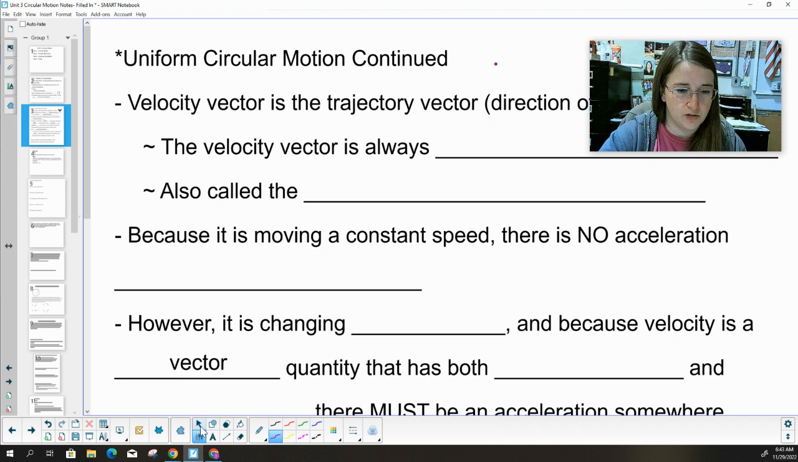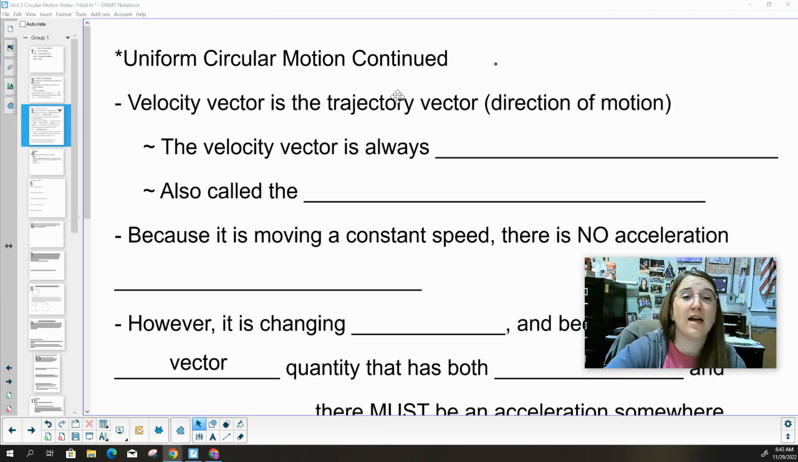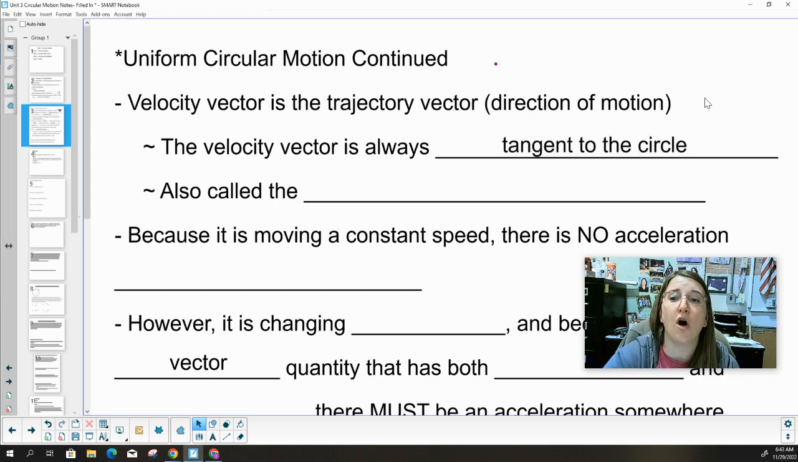Okay, a couple more things, which is why we're doing this as a puzzle, all this upfront notes. So remember that the whole point of velocity vector is that it tells the direction of motion. The velocity vector is always tangent to the circle.